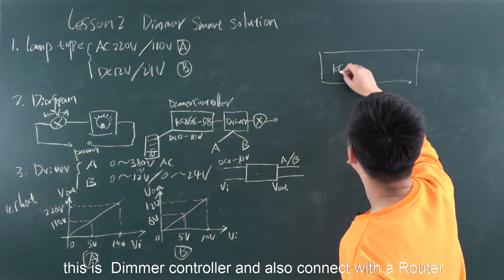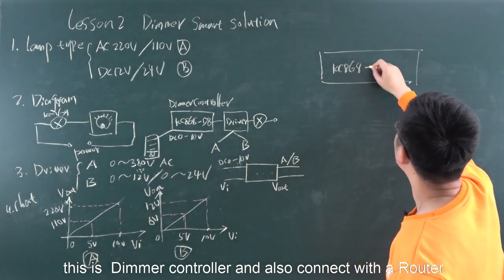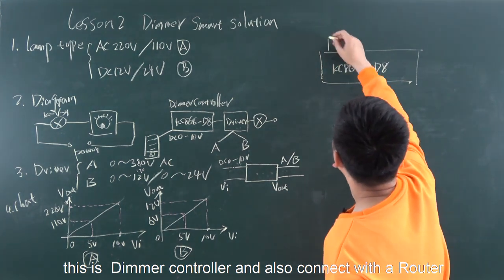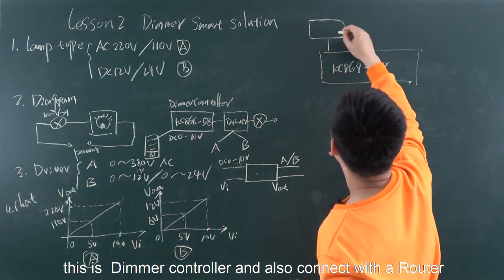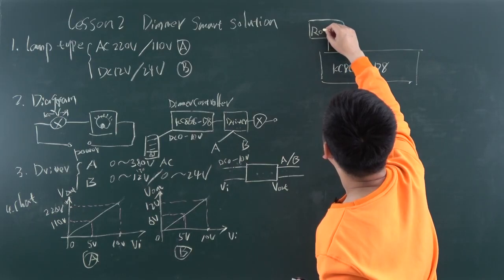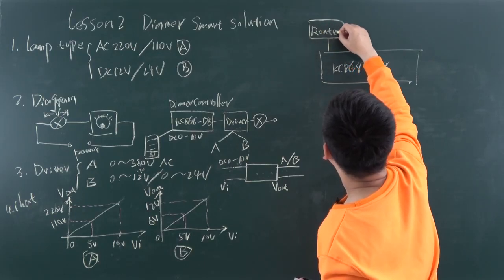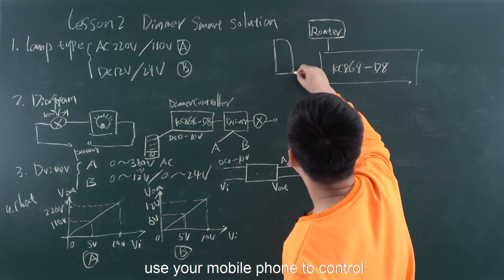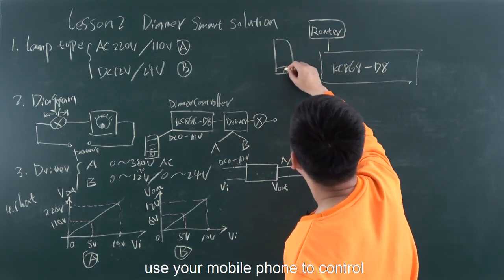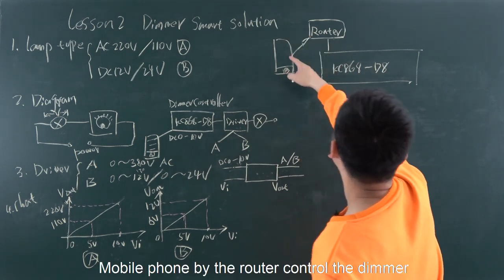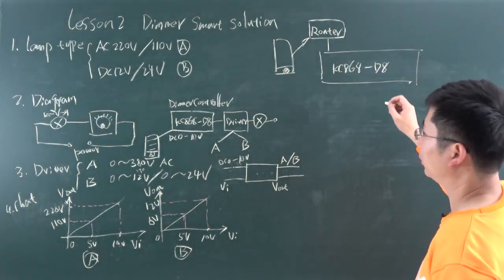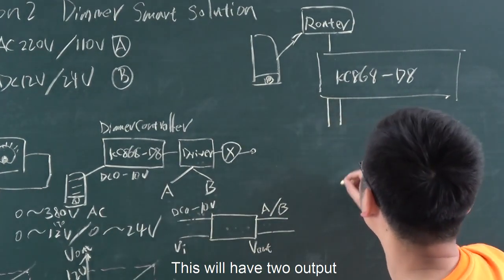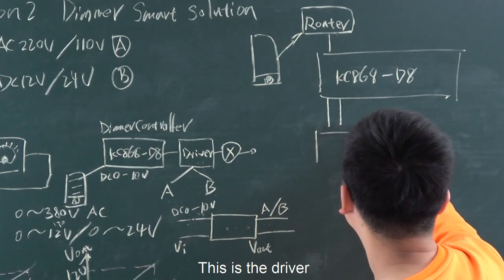This is the dimmer controller, and it also connects with the loud­speaker. Because of the loud, you can use your mobile phone to control the dimmer. And this will have two outputs. And this is the driver.